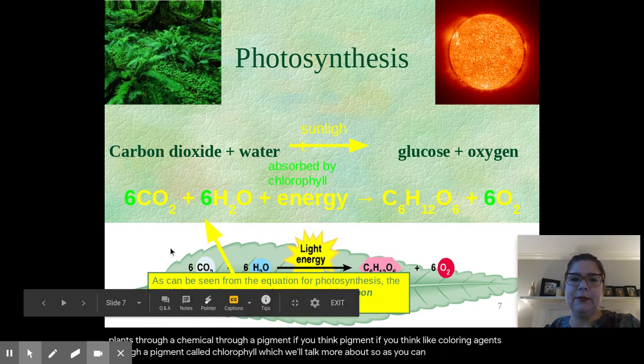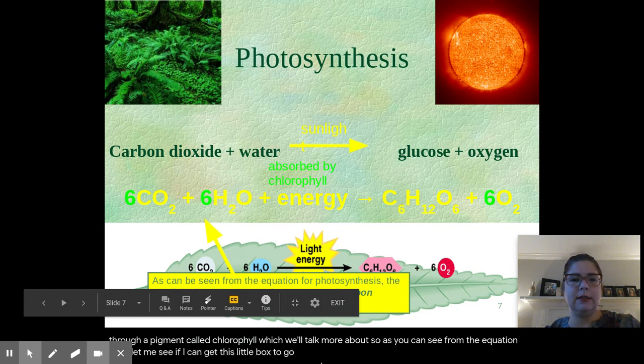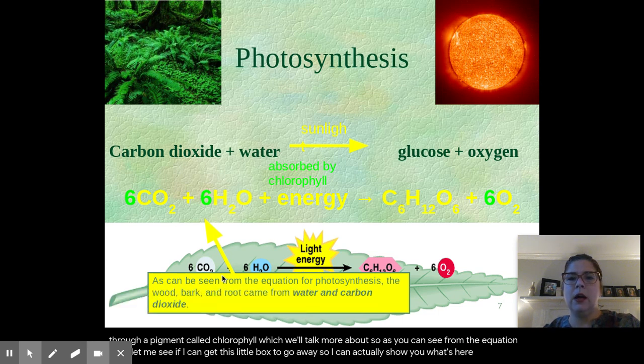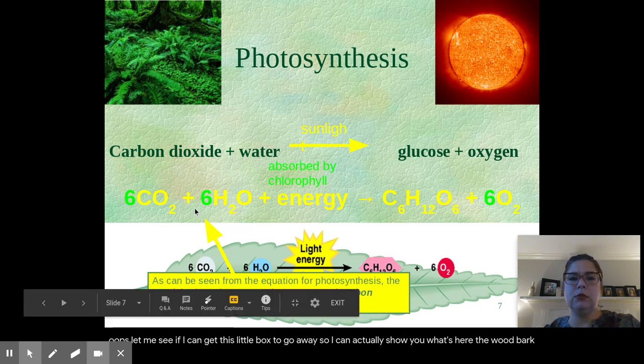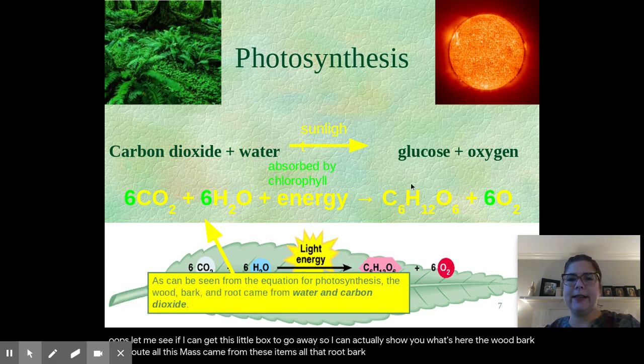So as you can see from the equation, let me see if I can get this little box to go away so I can actually show you what's here. The wood, bark, and root, all this mass came from these items. All that root, bark, everything else, this is glucose and some other nutrients from the soil, but a lot of glucose.